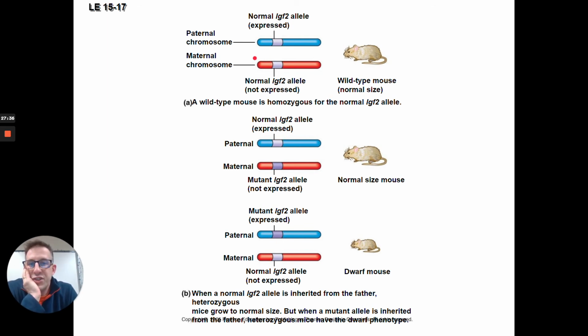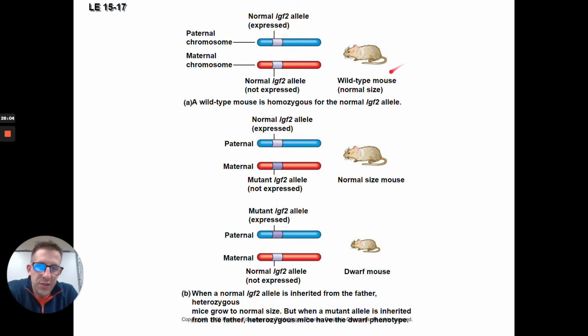But in this case, let's just look at the normal Mendelian genetics of the thing. Okay? Mom happened to pass him a normal IGF2 allele, and so did dad. The normal one happens to be dominant. Okay? So he's got two dominant copies of this particular gene, which means he's obviously going to be dominant. He's going to have a normal stature. He's going to be a normal-sized mouse. Okay?